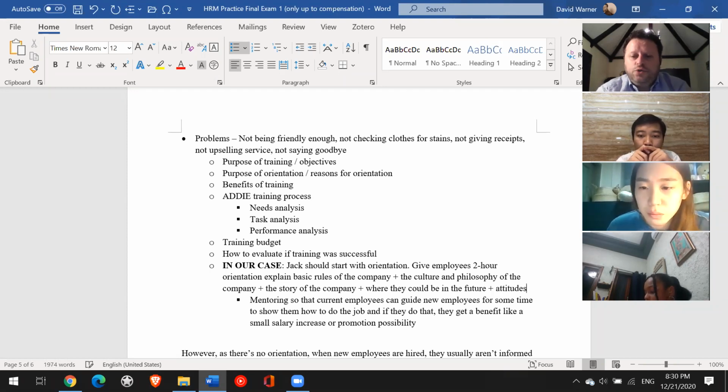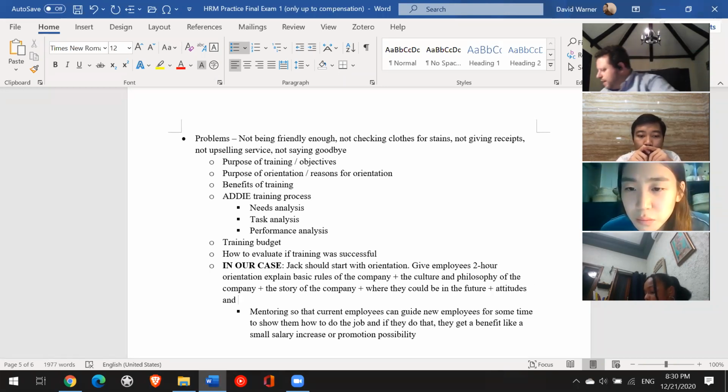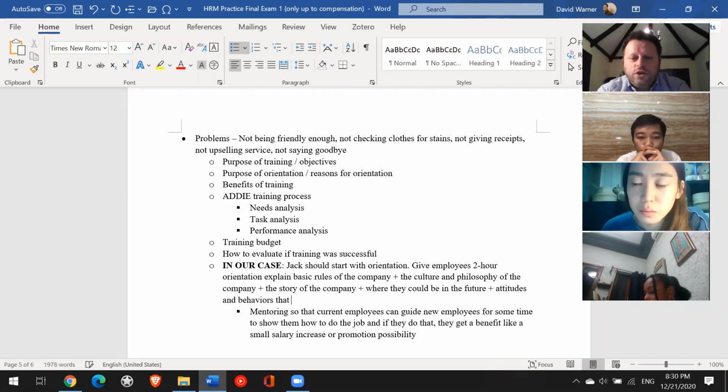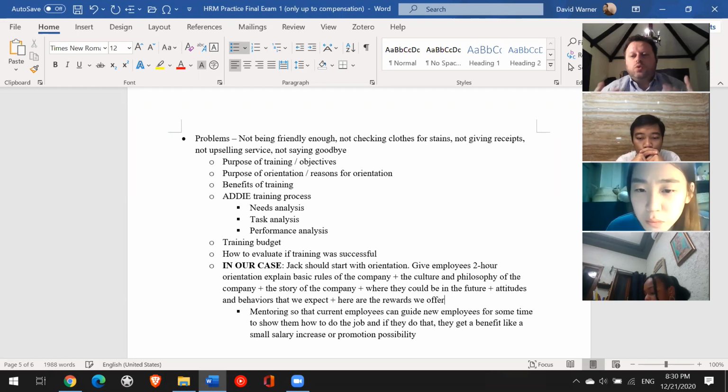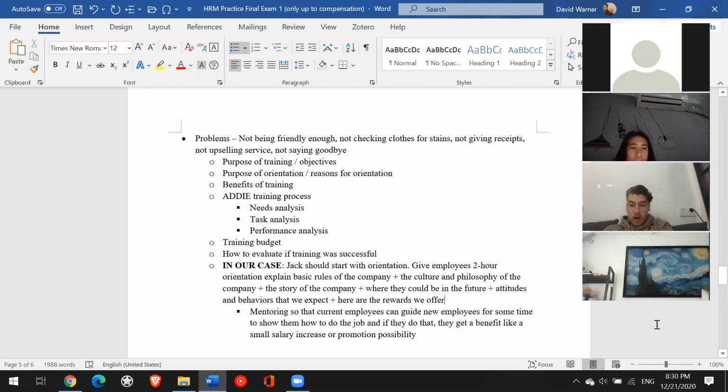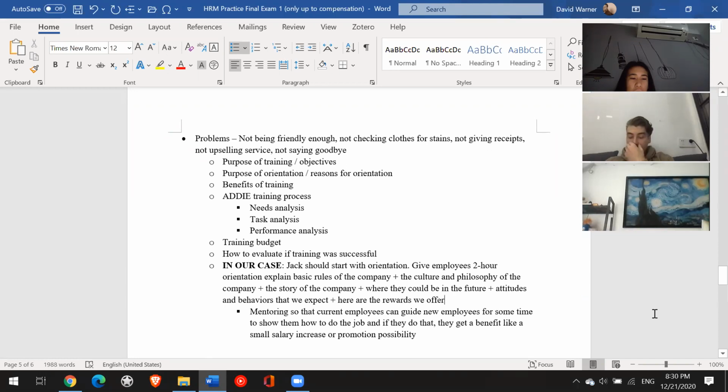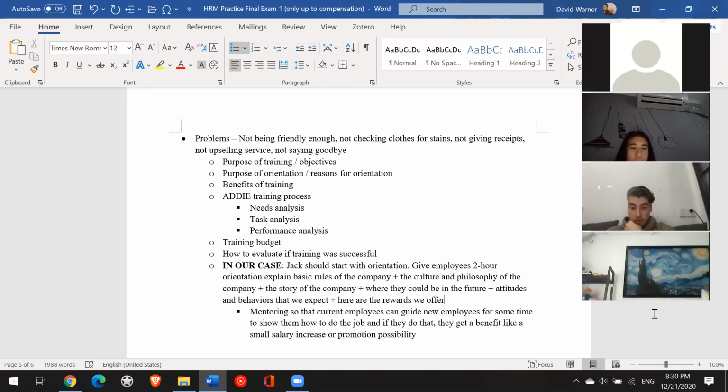Here are the attitudes and behaviors that we expect. And here are the rewards we offer, like this sort of respectful sitting down with somebody and really showing them that it doesn't matter that you're just washing clothes. It doesn't matter that you're just making hamburgers. What matters is that you're part of this organization now. So I think orientation is important.